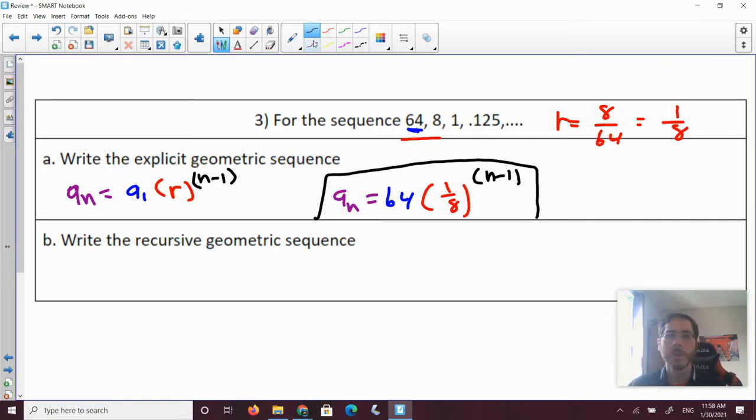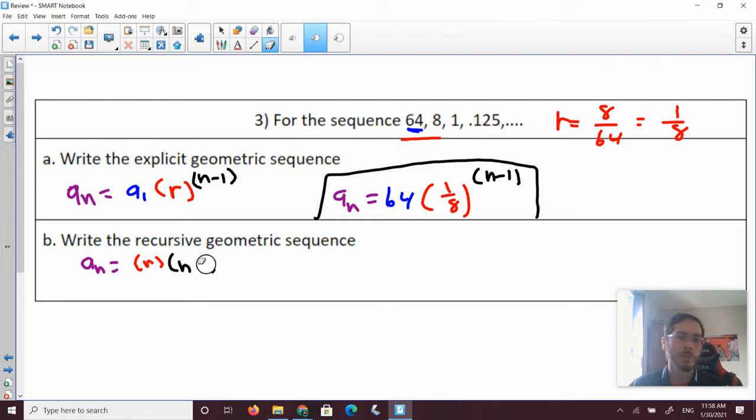For the recursive, this is one that's got the two parts. So the first part tells us that A sub n equals, and we're going to do r. And now we're not going to do a little n minus 1. It's not going to be an exponent. It's just going to be times n minus 1. Oops, sorry, mess that up. We don't want it up there. We want A sub n minus 1 because we want to do the previous term. There we go. A sub n equals r times A sub n minus 1.